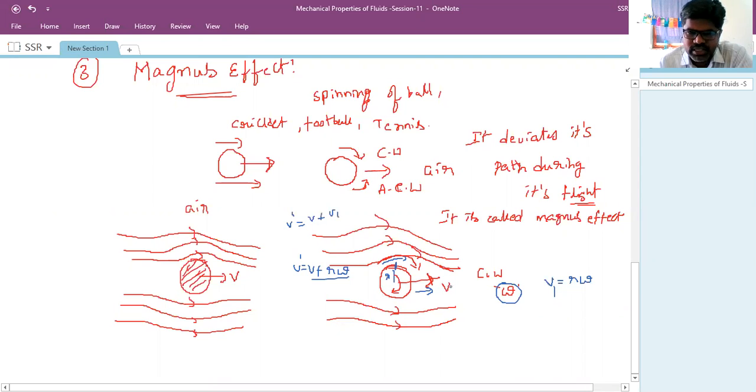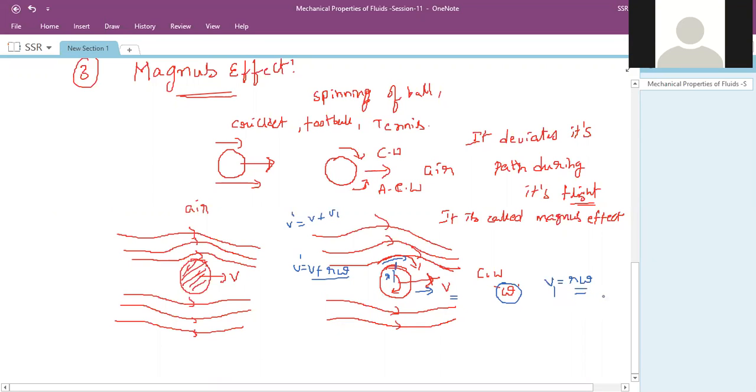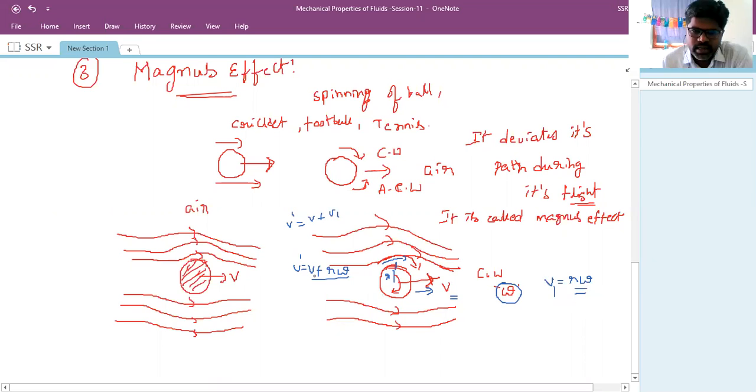Okay, v plus v1 means v is the center of mass speed of the ball and r omega is because of the rotation. So the total speed will become v plus r omega at the topmost point of the ball. And at the bottommost point of the ball, see here, the ball is moving horizontally from left to right, but the rotational speed r omega will be towards the left because of the clockwise rotation. Then at the bottom side the speed will become v double dash, equal to v minus r omega. Topmost point is v plus r omega, bottommost point is v minus r omega.